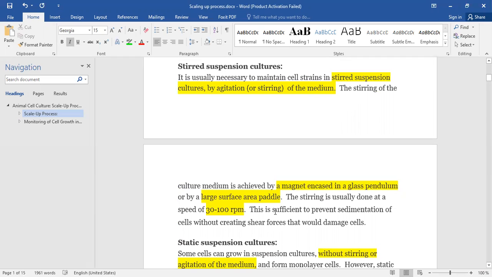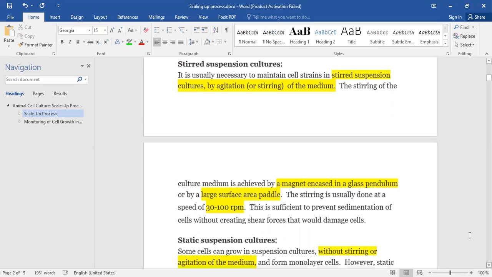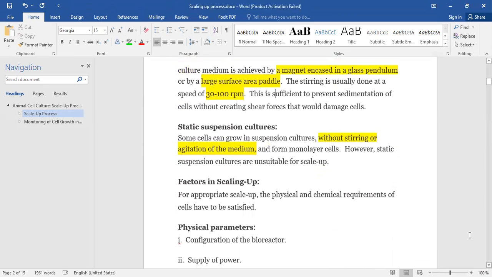Stirring of the culture is achieved by a magnet encased in a glass pendulum or a large surface area paddle, and the speed may be approximately 30 to 100 RPM, not a high speed. They are at slow speed. So this is the basis of the scale up in the stirred culture, means we are agitating the cells on a regular basis.